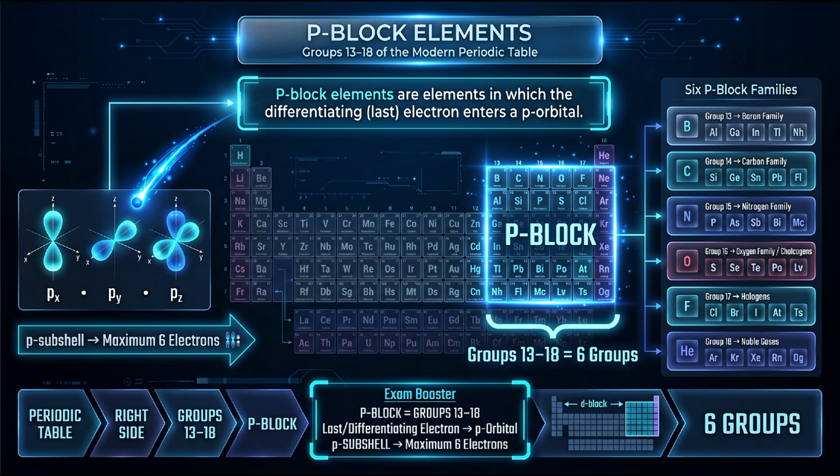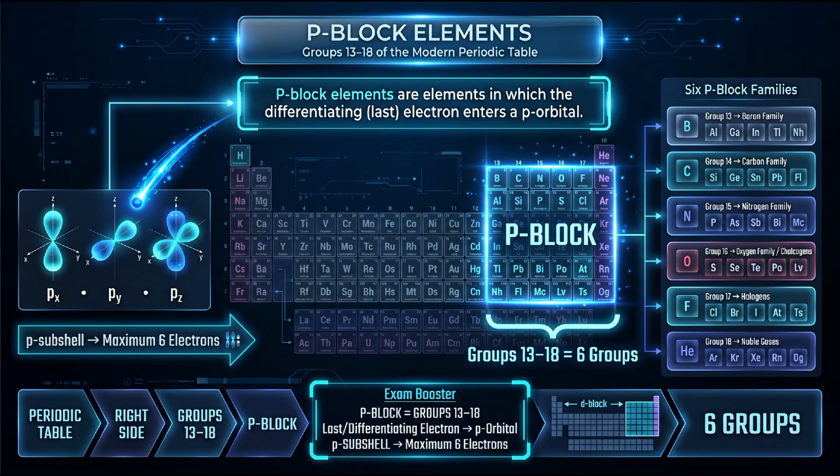The p-block also contains many elements that are essential for life. Carbon is the fundamental element of organic chemistry and is present in carbohydrates, proteins, fats, nucleic acids, and countless other compounds. Hydrogen and oxygen are major components of water. Nitrogen is essential for proteins and DNA.